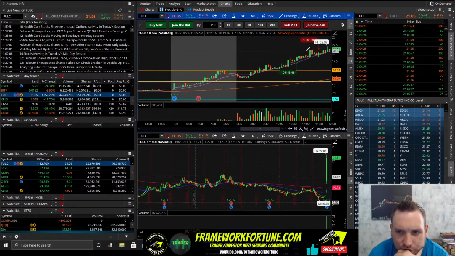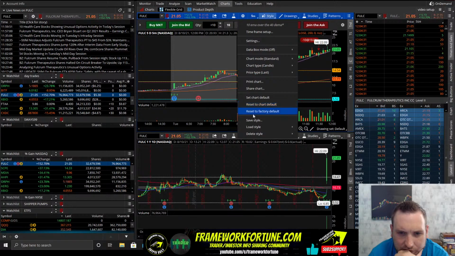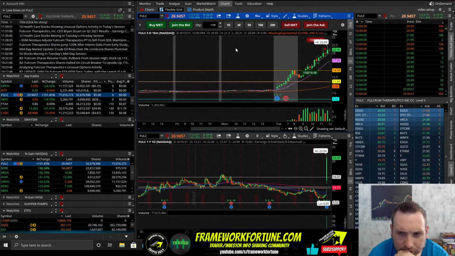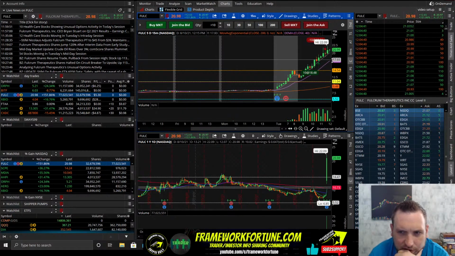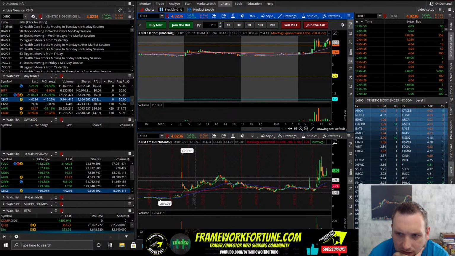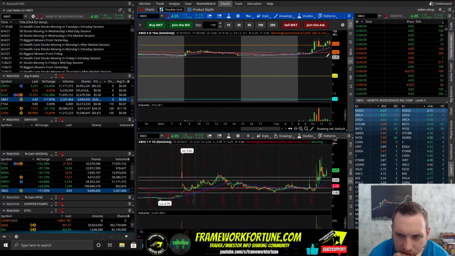FULC looks like it wants to try to keep climbing. Needs a pullback though. I don't want to touch this until it pulls back. We haven't had a real pullback since down here at 12. I'd like to see a pullback around 18. See XPIO still.